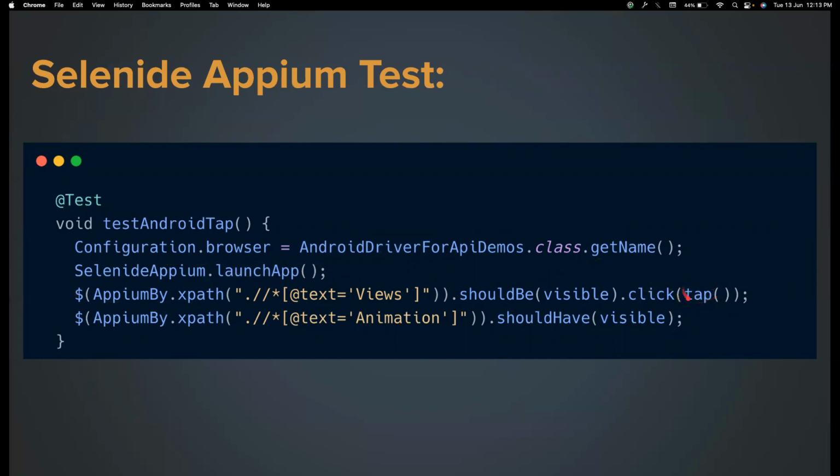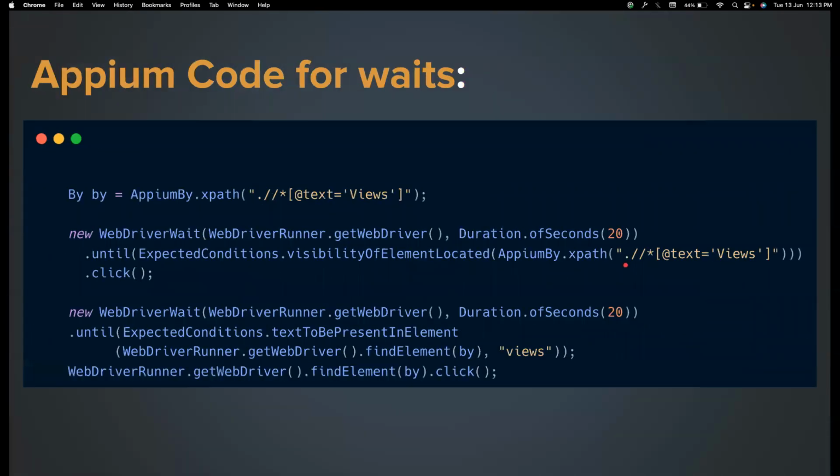Again, guys, to perform a tap in Appium, you have to write a lot of code. But with Selenide Appium, it's just as simple as this. And let's say you want to verify this element is visible. It is pretty hard there. But here, look at the readability. I want to find this element and then I want to verify whether it is visible or not. So this is how easy it is to write a Selenide Appium test. We are going to see a lot of examples for this.